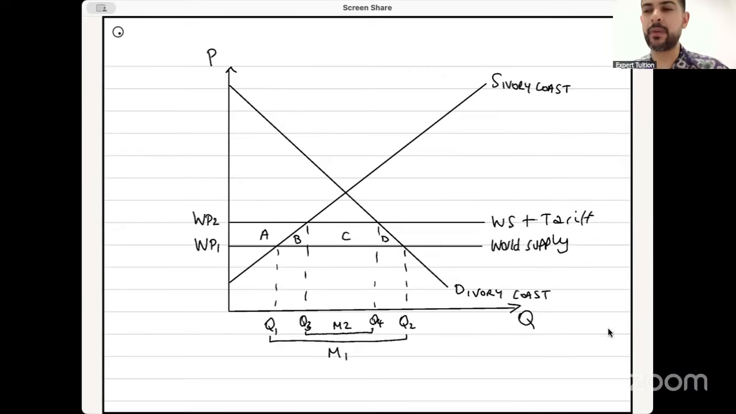But I think the easiest way to do this, by the way, is just simply drawing this and going, consumer surplus goes down by A, B, C, D. Consumers are clearly worse off, yeah? Happy days for all of us, right?